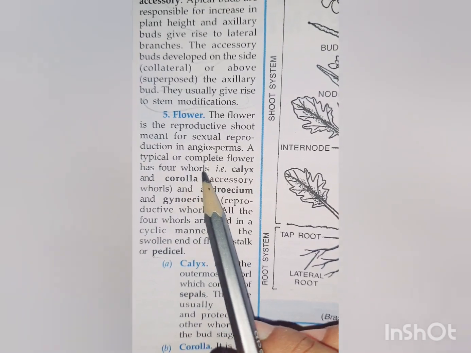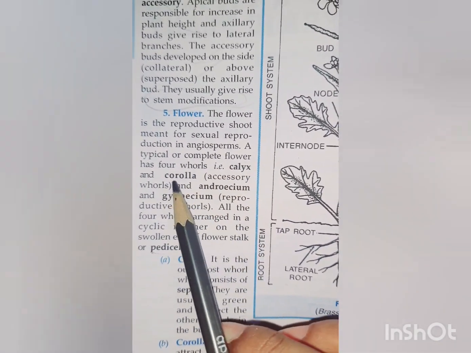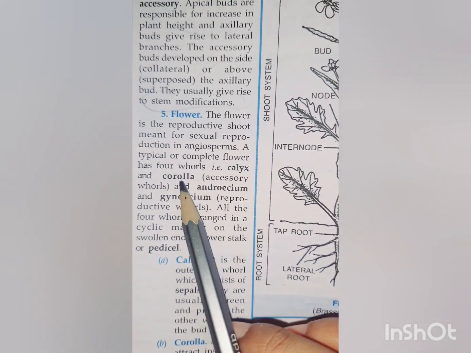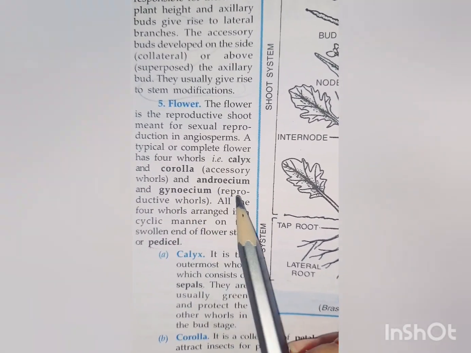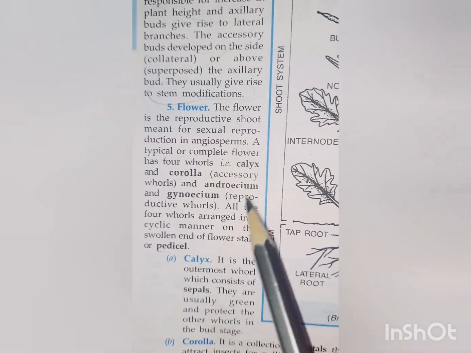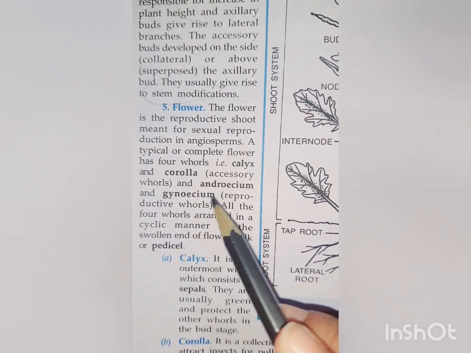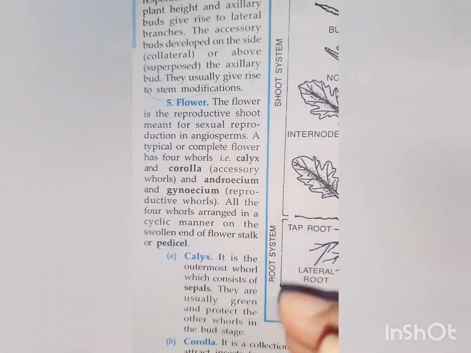A typical complete flower has 4 whorls: the calyx, the corolla, the androecium and the gynoecium. Calyx and corolla are called accessory whorls. Androecium and gynoecium are called reproductive whorls. All the 4 whorls are arranged in a cyclic manner on the swollen end of the flower stalk called the pedicel.